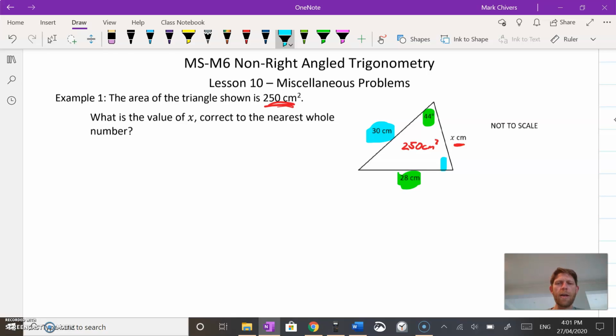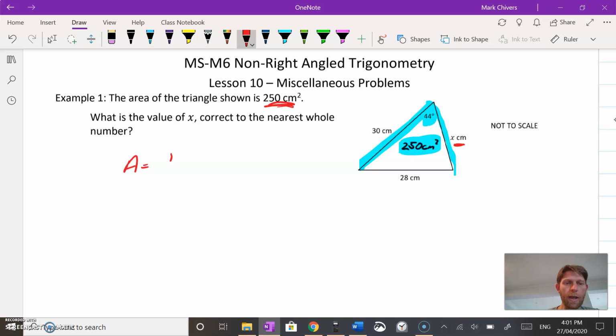But that seems to be a little bit of a waste of time in this particular instance, because what I'm thinking actually is if I use the area formula, for the area formula, I need an angle and its two included sides to find the area, which in this case I already know. So if we write out that area formula, the area formula is area is a half ab sine C. Now in this particular case, 44 degrees, that's going to be our C.